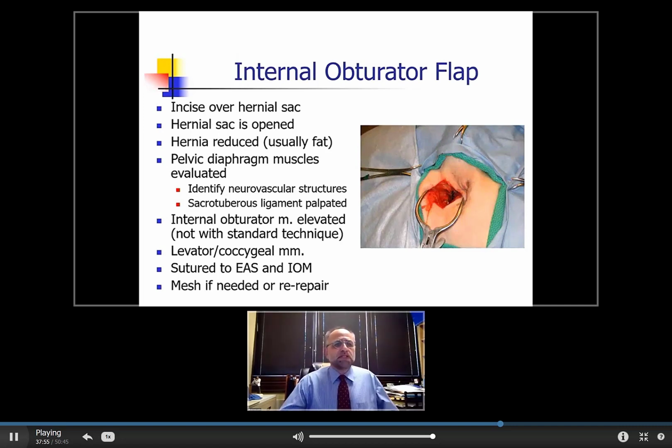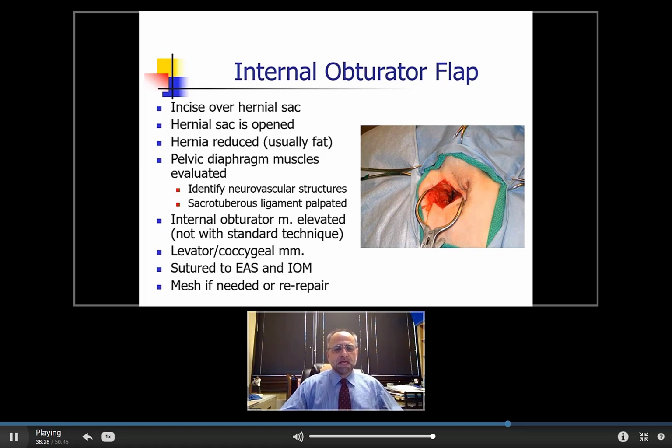As I said, with the internal obturator flap, what we do is we make an incision over the hernial sac. The hernial sac is usually fluid-filled. It almost looks like there's some omentum in there typically. And once we open that, there's usually some fluid that's present, but most commonly we see omentum and abdominal fat. And so reducing it is pretty easy. Once we make our incisions, we can pretty much push everything back into the abdomen, and then we can evaluate the musculature around the perineal diaphragm.